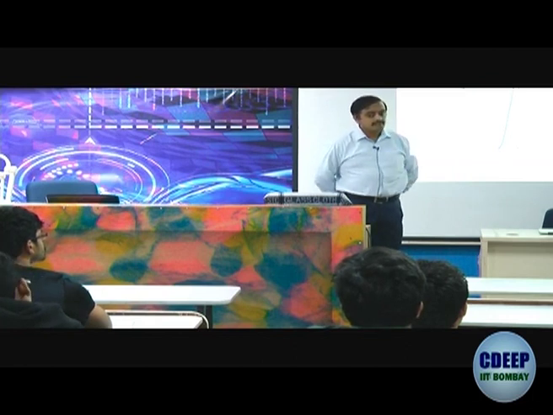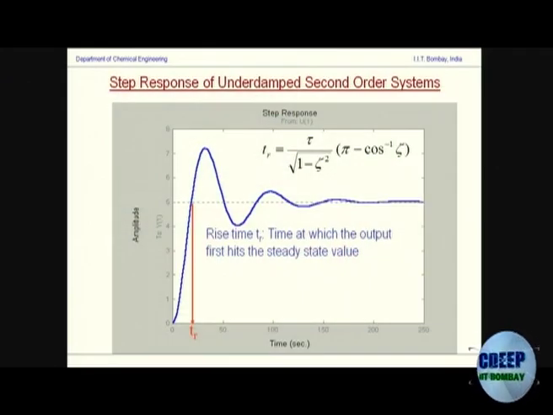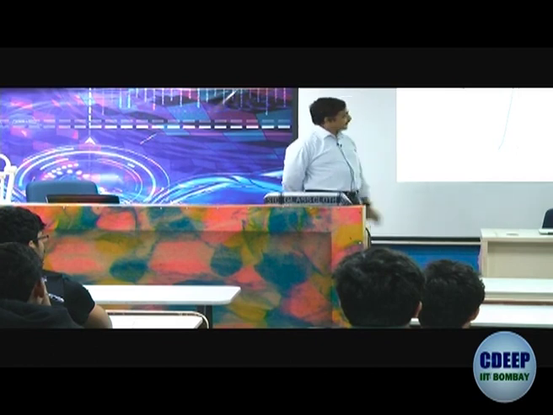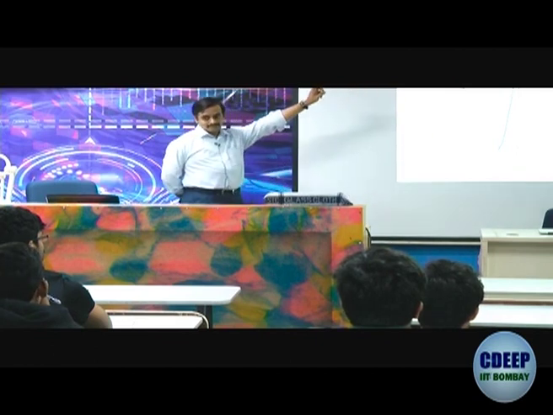So what does that mean? Cos inverse 0 is pi by 2, and pi minus pi by 2 is pi by 2. So what does it mean? Tau r is equal to tau, zeta is equal to 0, so that denominator term goes to 0. So pi by 2 tau, what does that mean? How do you interpret that solution? I think you people are not thinking. Please think, and tell me what happens when zeta is equal to 0.